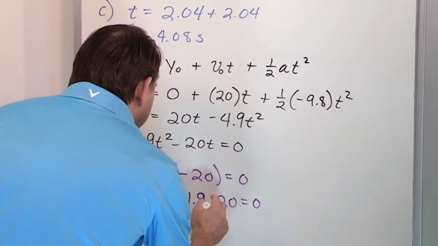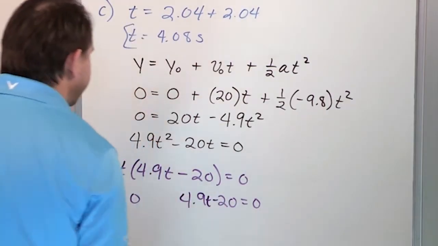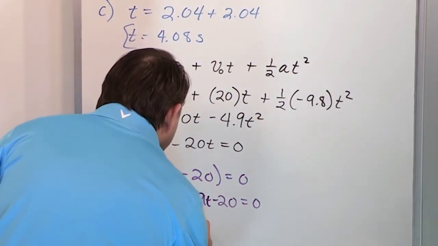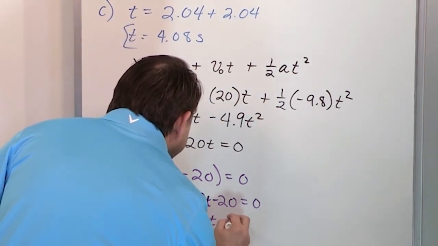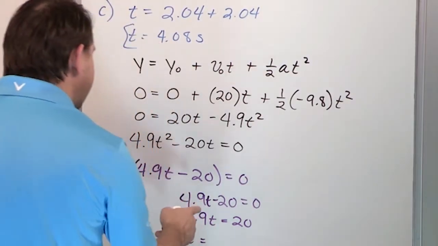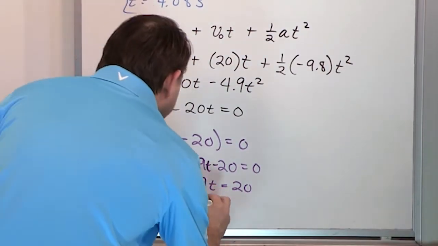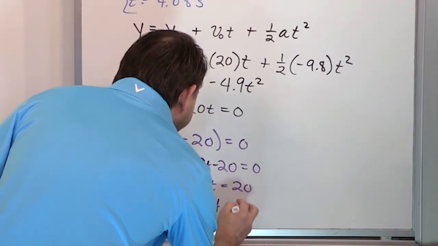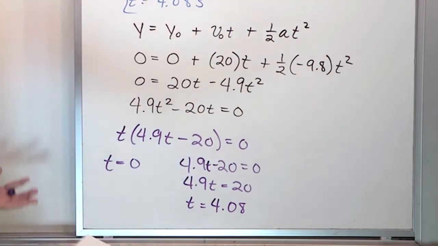Whoops, not 4.9, 4.9t minus 20 equals 0. So you have 4.9 times t is equal to 20, moving the 20 over. And then when you divide by 4.9, 20 divided by 4.9, what do you get? 4.08. That sounds familiar, doesn't it? But then you say, wait a minute, I have two solutions.